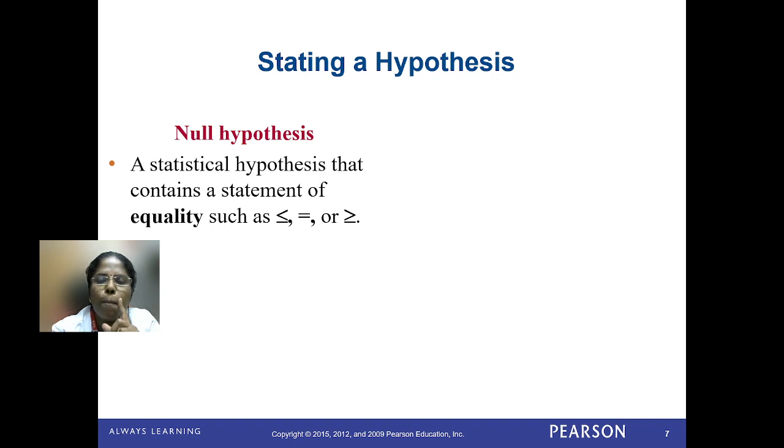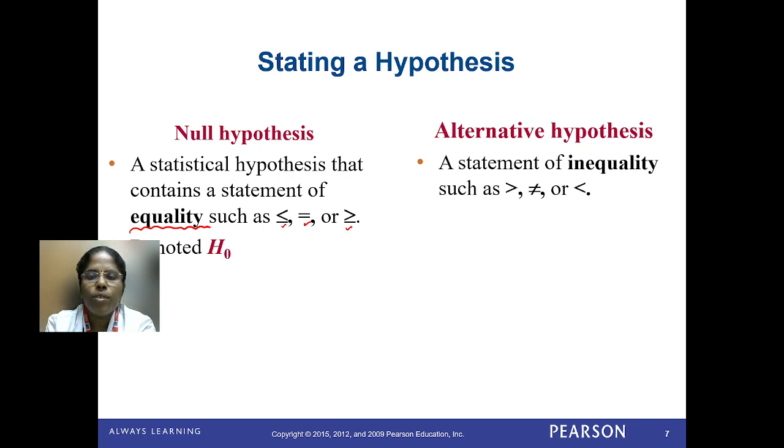What is meant by the null hypothesis? A statistical hypothesis that contains a statement of equality, such as less than or equal to, equal sign, or greater than or equal to. Please note it, here we consider the equal sign in the null hypothesis. That's why the word equality is highlighted. Here we have purely the equal sign, and here also we have equality. The null hypothesis is represented by the letter H0.